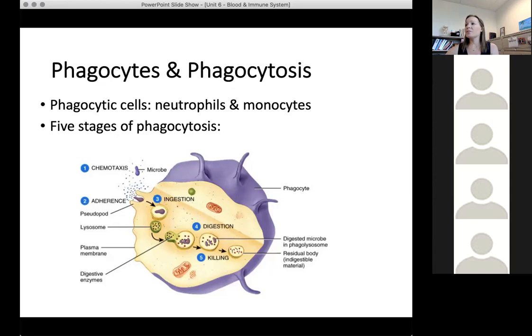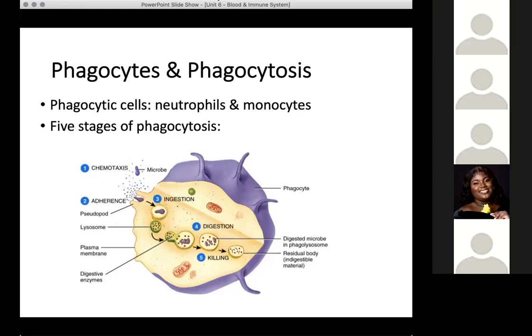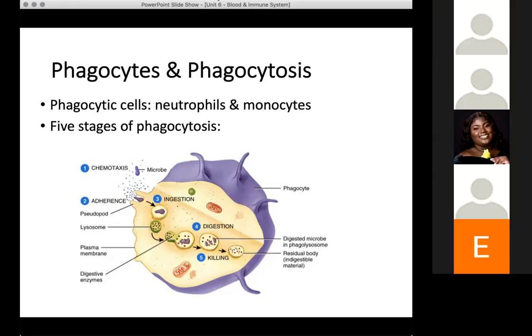Okay, remember that phagocytes are specialized cells that perform phagocytosis, which is pretty much surrounding and ingesting and destroying microbes, microorganisms, anything that doesn't belong in the body. So 5 stages of phagocytosis are shown here on this picture. They're very simple. You first have chemotaxis, which is when phagocytes are chemically attracted to a site of damage. Then adherence is when they attach to the microbe.